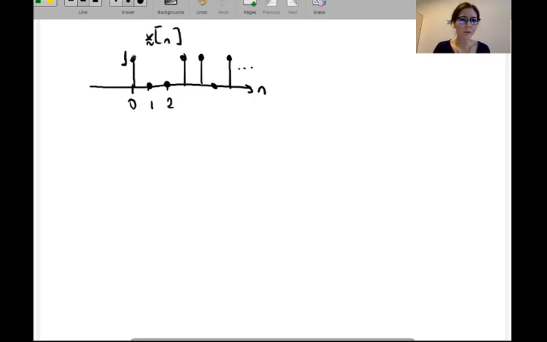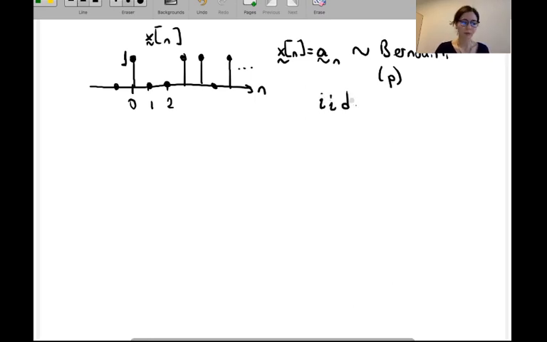Here each random variable is called an. So an is the nth sample of the process. Each random variable an has a Bernoulli distribution with parameter p, meaning that it is equal to 1 with probability p, and it's equal to 0 with probability 1 minus p. And the important thing to remember is that all these random variables a0, a1, a2, and so on, are independent. So we can say that the an's are independent, identically distributed.